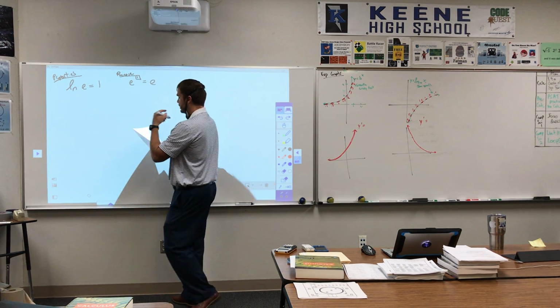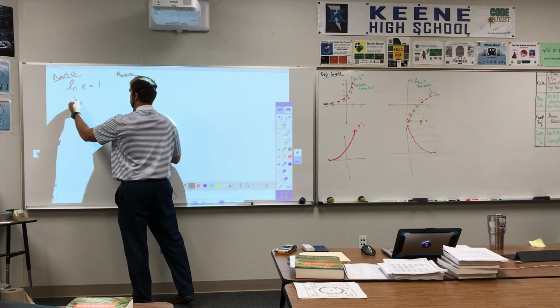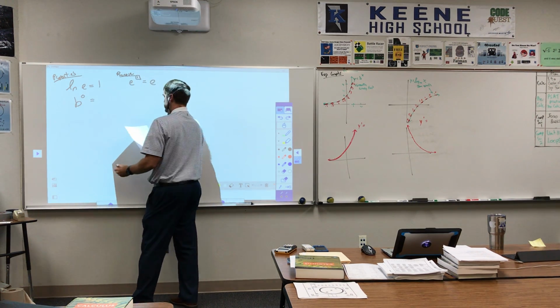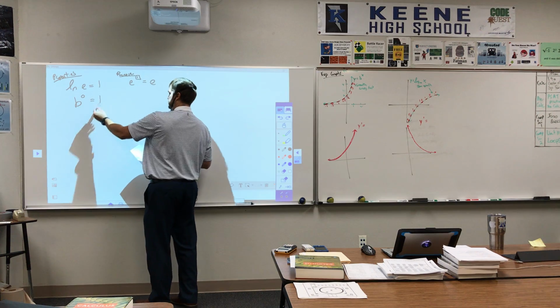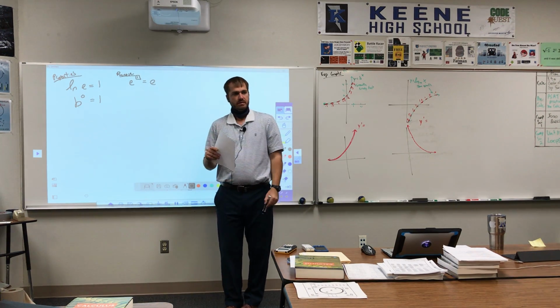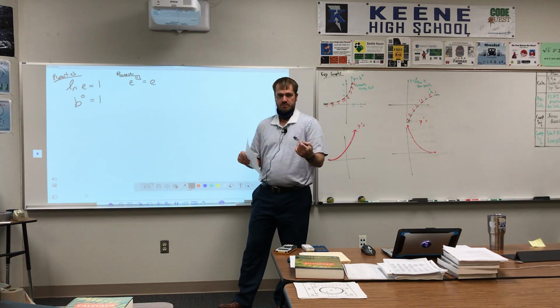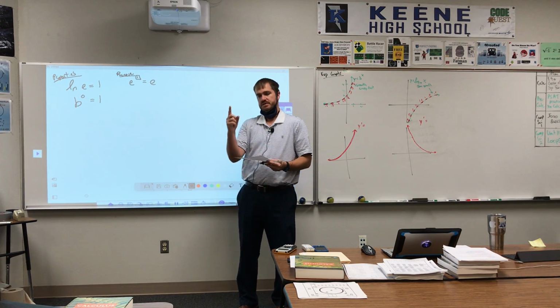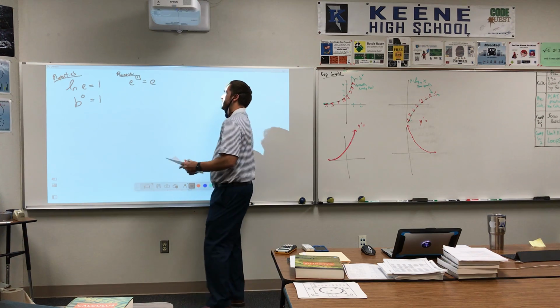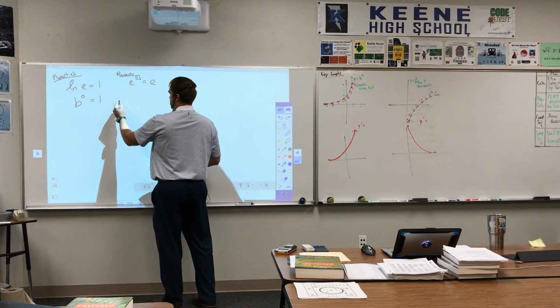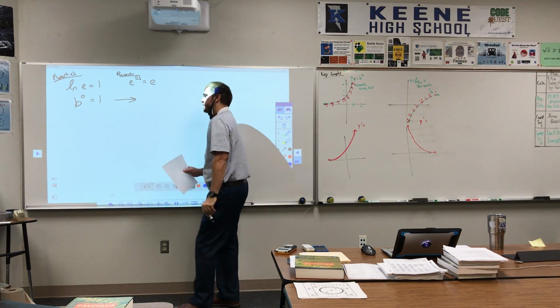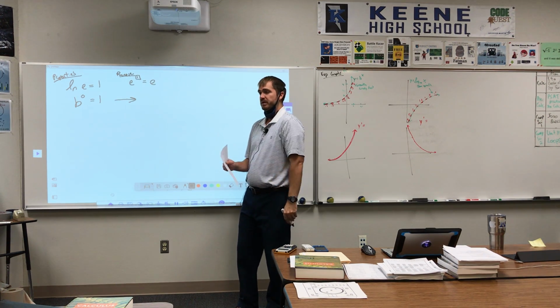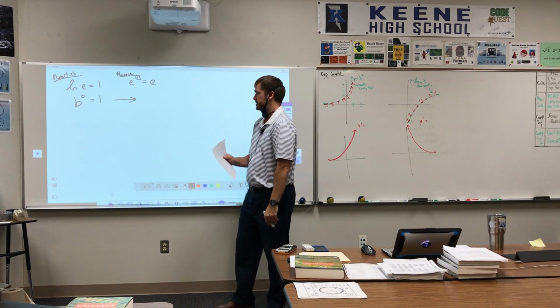Little bit of a reminder. Any base to the 0 power equals 1. So 5 to the 0 is 1. 10 to the 0 is 1. Anything to the 0 power is defined mathematically as 1. Now, let us convert that to a logarithmic expression or logarithmic equation here.